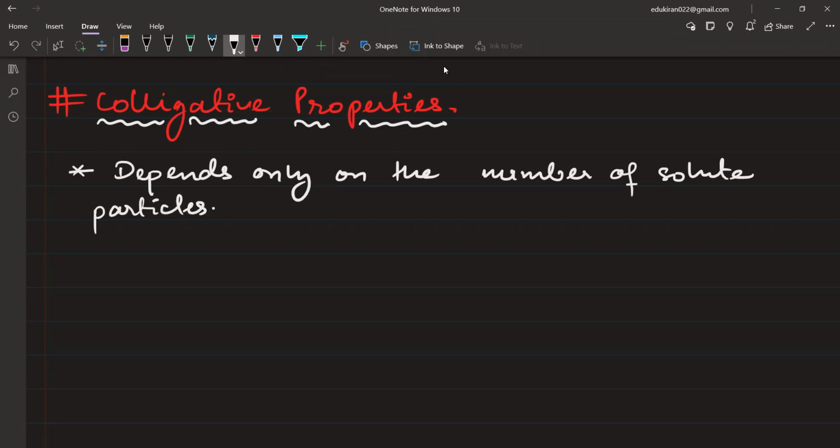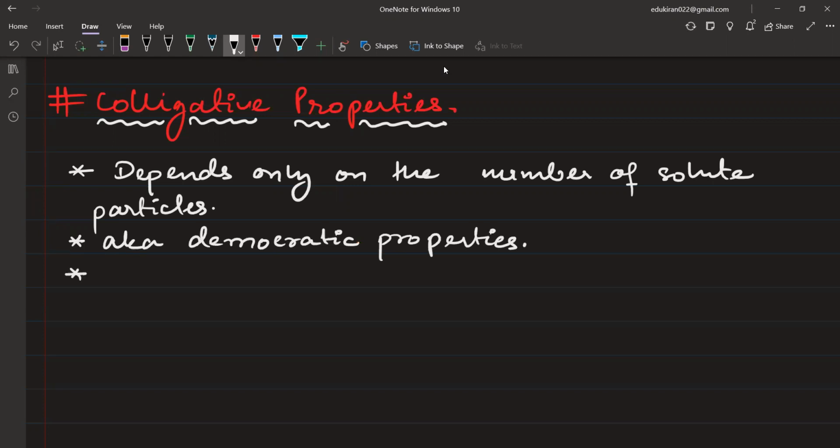Okay, so if you have more solute particles, what is going to happen? In that case, the colligative property will depend only on that. If you are adding a larger number of solute particles, then the colligative property is going to increase. And these are also known as democratic properties. Why? Because it depends on the population, how many you have. There are four colligative properties that we have to learn.